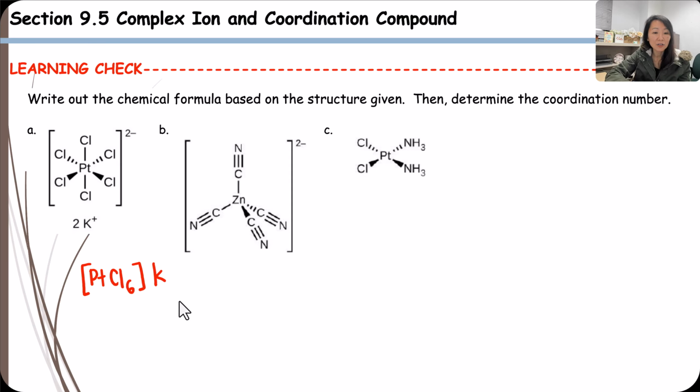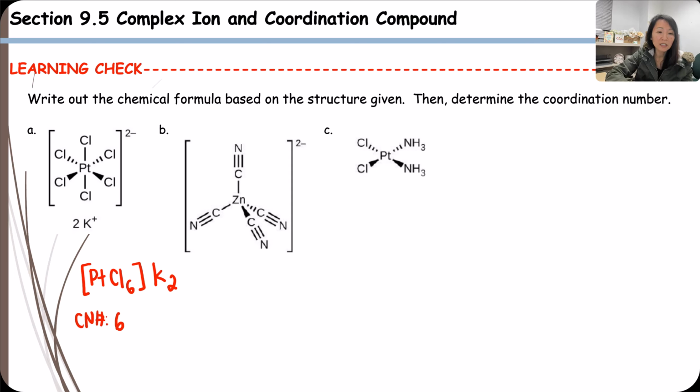Because this is a neutral compound in totality, we don't write the plus and the negative. Okay, one more thing. We need to indicate there's 2 potassium, so you need to write 2 right there. Now it asks for the coordination number, and you can see there are 6 chlorine, so the coordination number is 6.